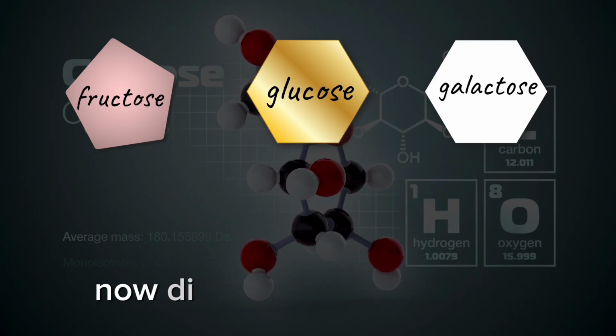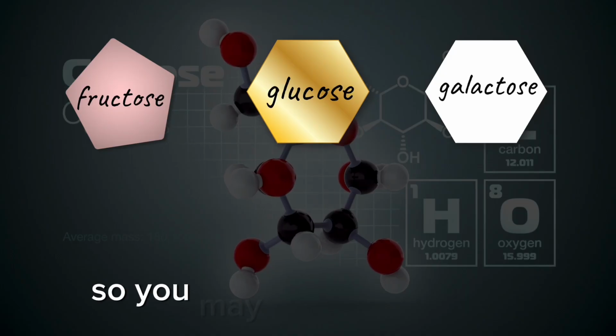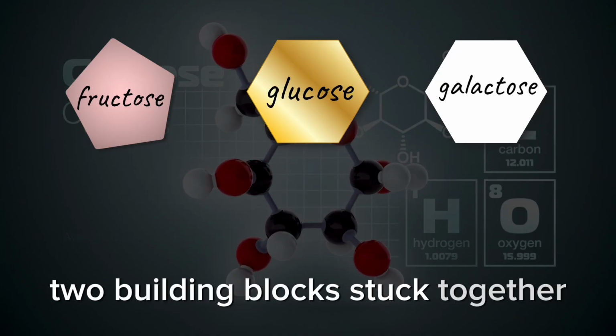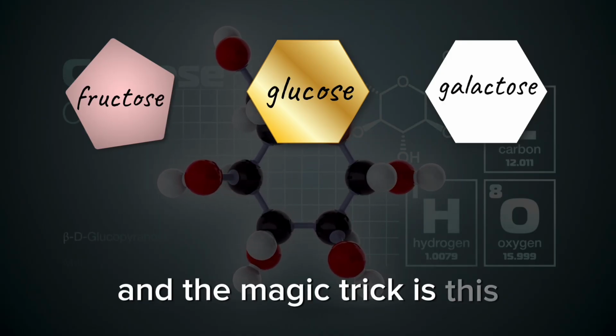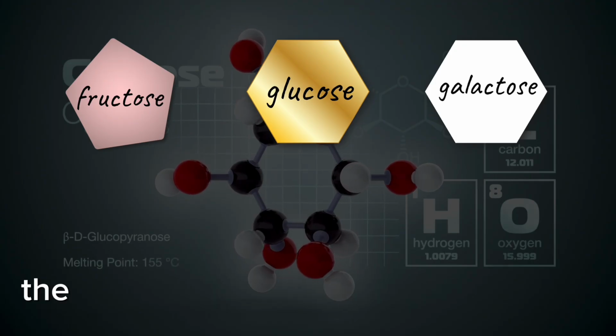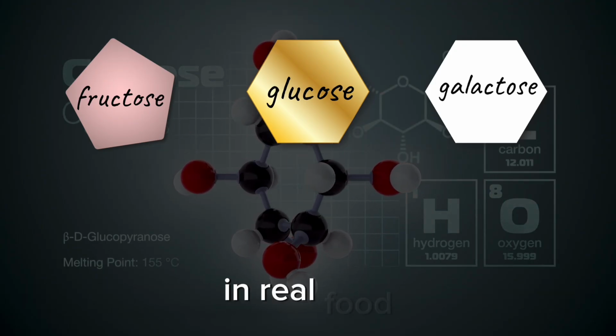Now, di means two. In chemistry, di means two. So you may as well learn that. Two building blocks stuck together, a disaccharide. And the magic trick is this. Once you can see the shapes, you can understand the big three sugars you actually meet in real food.